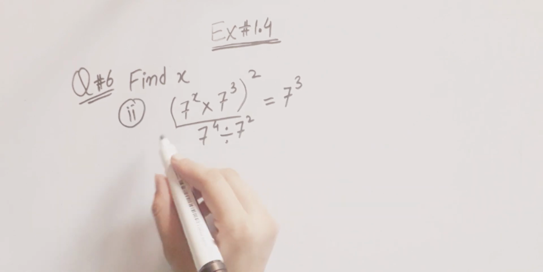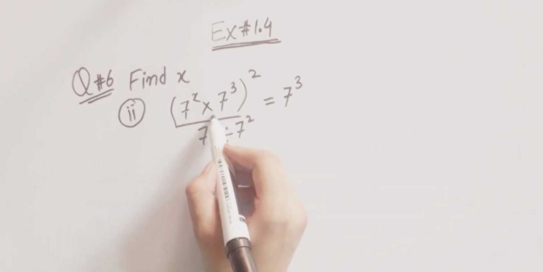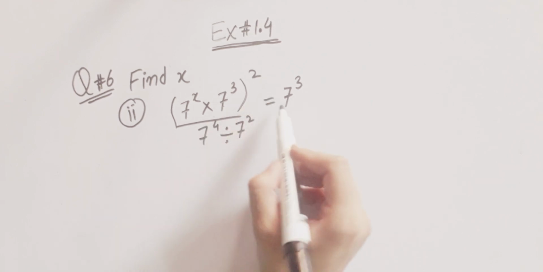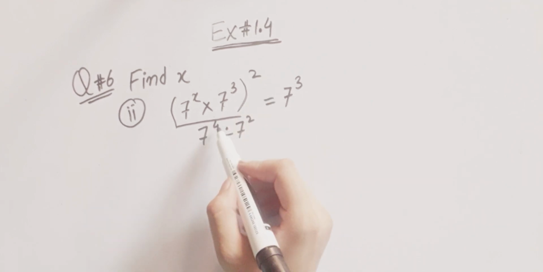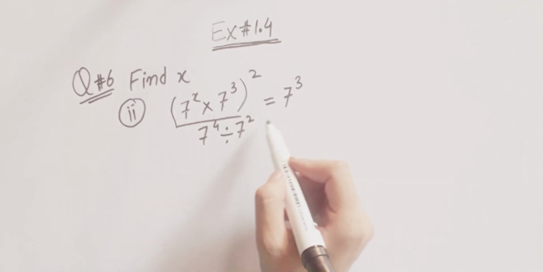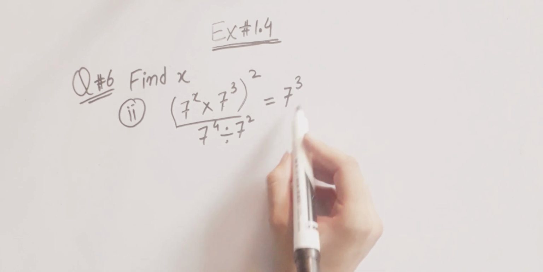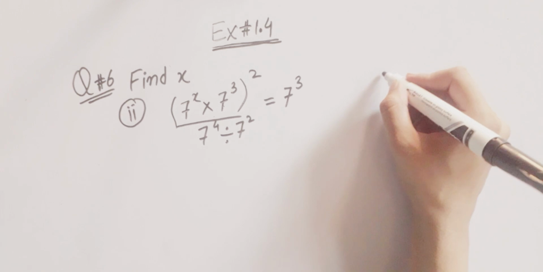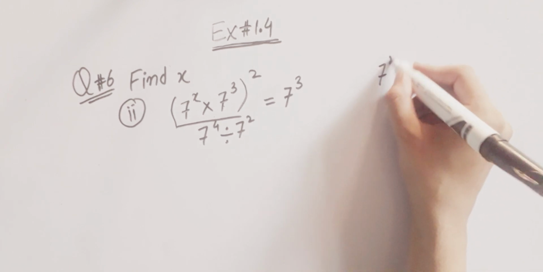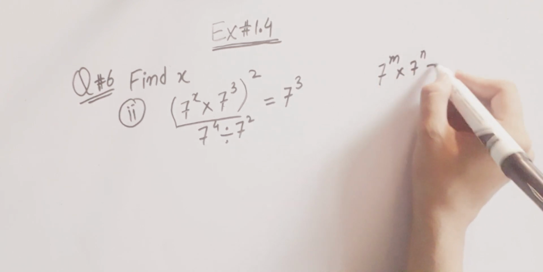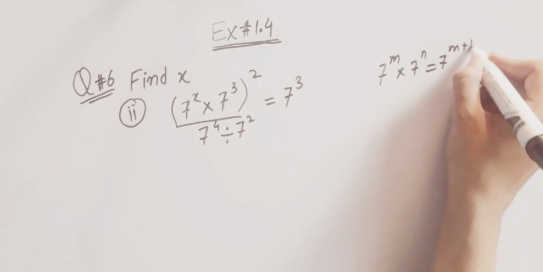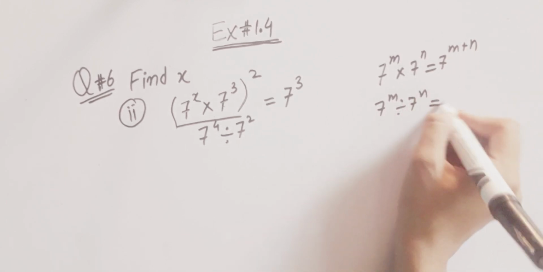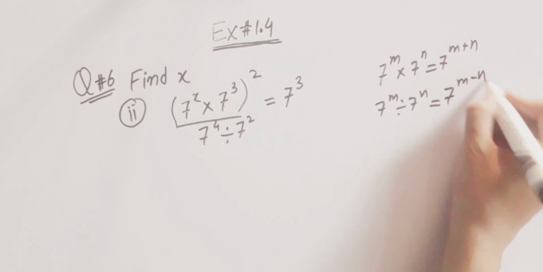Now in the second part we have 7 power x multiply 7 power 3, whole square, divided by 7 power 4 divided by 7 power 2, is equal to 7 power 3. Here we apply the product law and here we apply the quotient law. According to product law, x power m multiply x power n is equal to x power m plus n, and x power m divided by x power n is equal to x power m minus n.